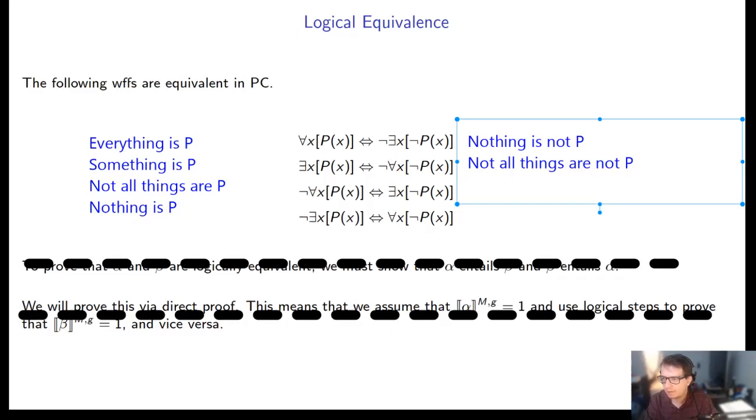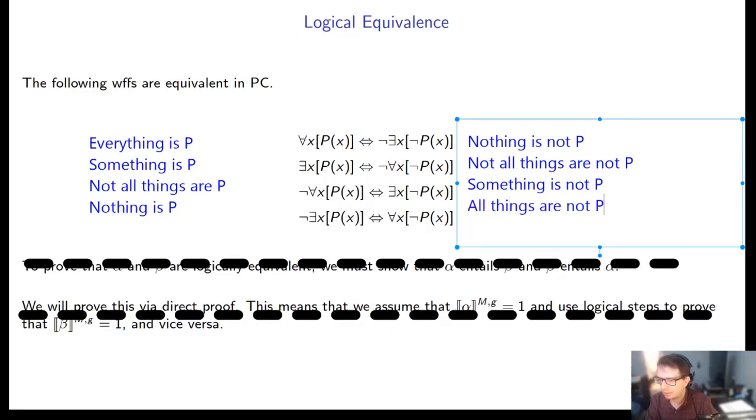If not all things are P, then something is not P. So if not all things are dogs, then something is not a dog. And finally, if nothing is P, then all things are not P. So if nothing is a dog, then all things are not dogs. So we can translate back and forth by taking one of these sentences and doing these manipulations.